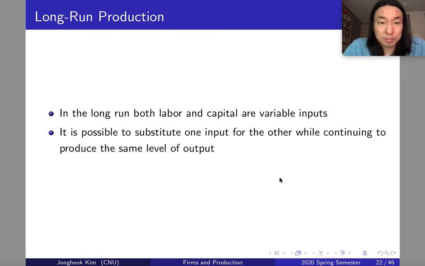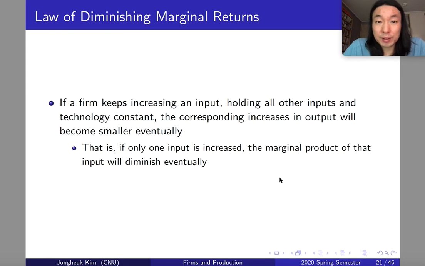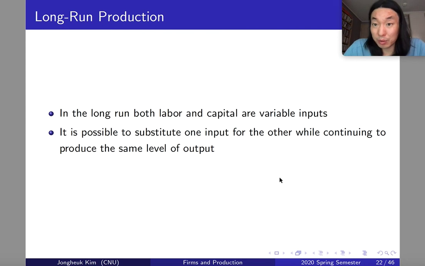Okay, so this is the part of the short run production function, and next time we'll study the long run production function. It's a little bit different because we can relax one more assumption, that the capital is not fixed. Now in the long run production function, we will assume two variable inputs, the capital and the labor, right?